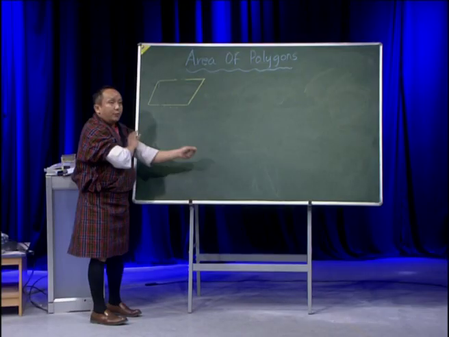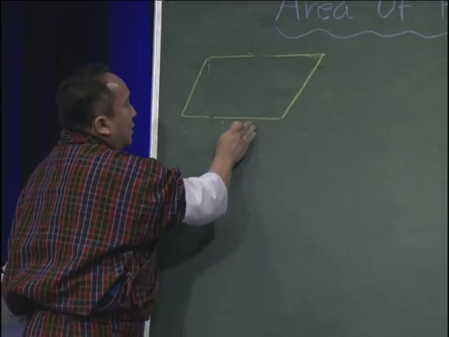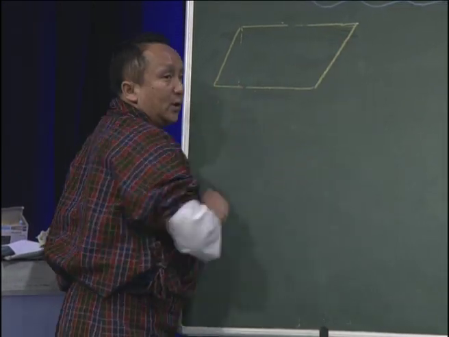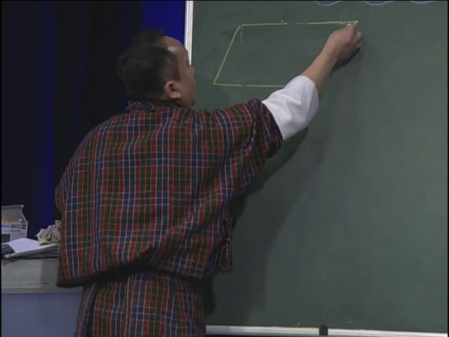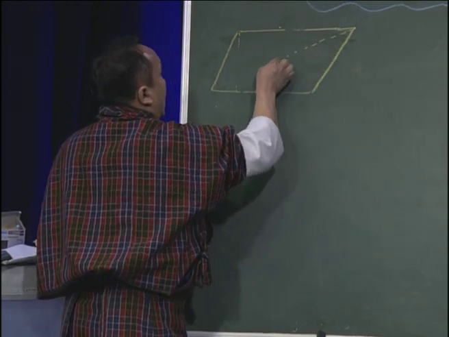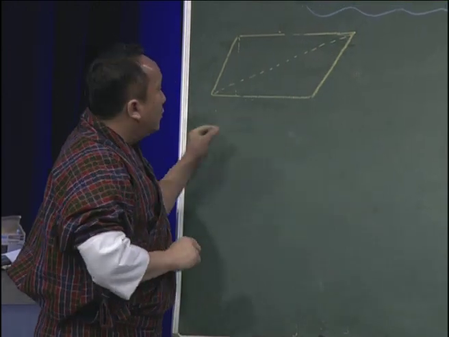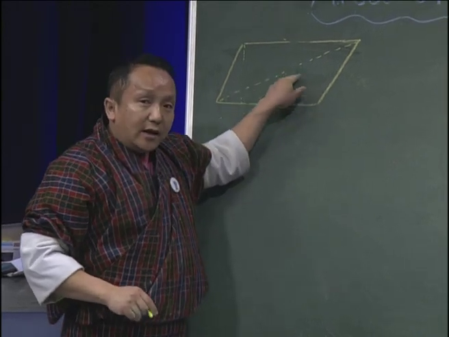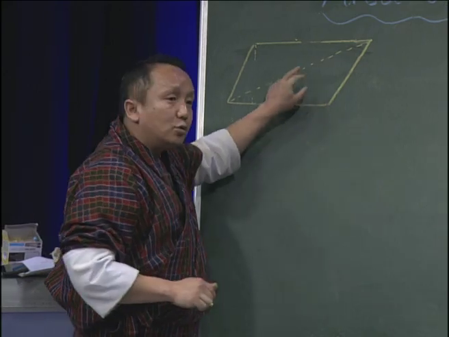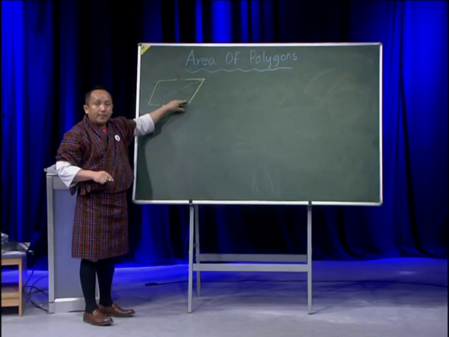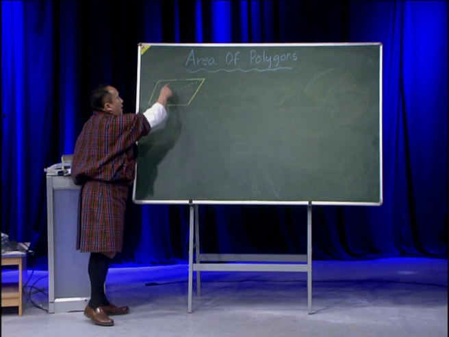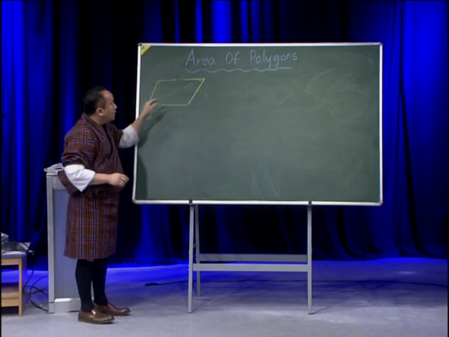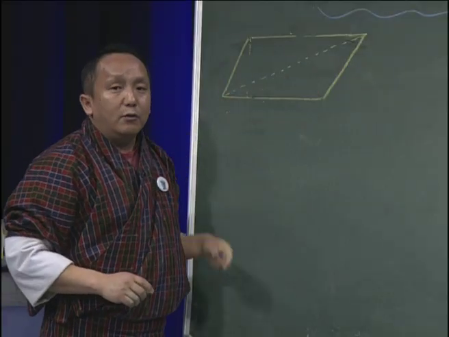Now if you go back to the parallelogram, if I connect the opposite vertices of the parallelogram with the help of a straight line, this straight line is called a diagonal line. This diagonal line divides the parallelogram into two congruent triangles. Congruent means same, right? So therefore, the area of a triangle is half of the area of parallelogram.